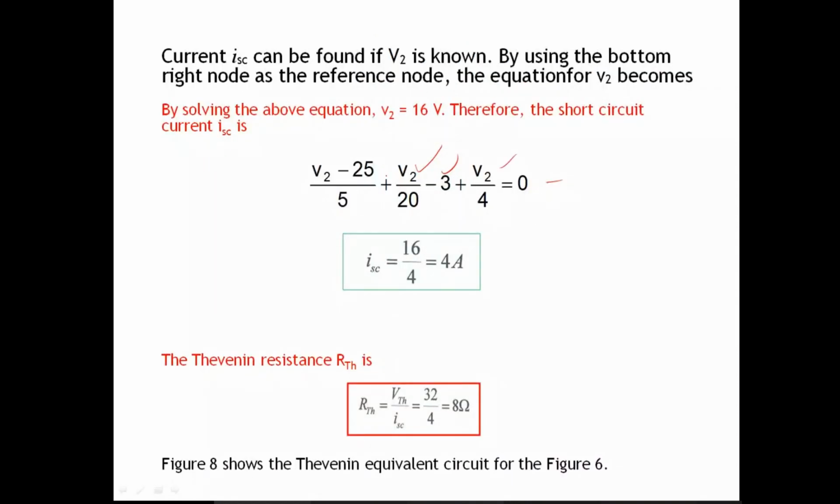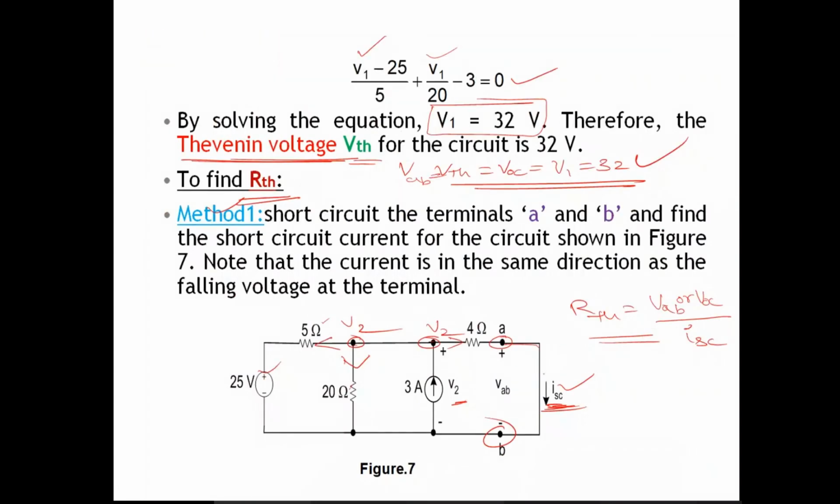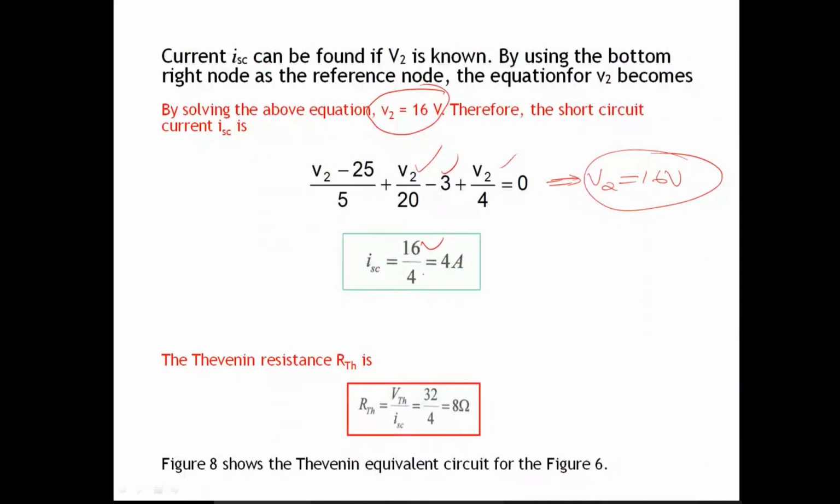So if you solve this, you will get V2 as 16 volts. Once you get V2, you want ISC. ISC is the current in this 4 ohm branch. So how do you find the current in the 4 ohm branch? Current in the 4 ohm branch is equal to V2 by 4. V2 is 16 volts. 16 by 4 will give you 4 amperes.